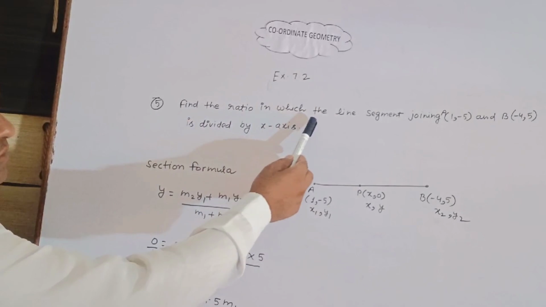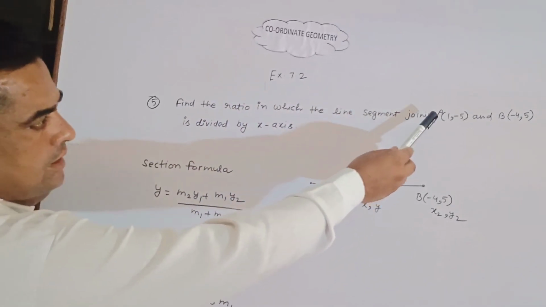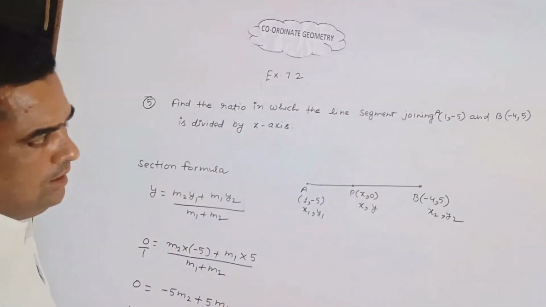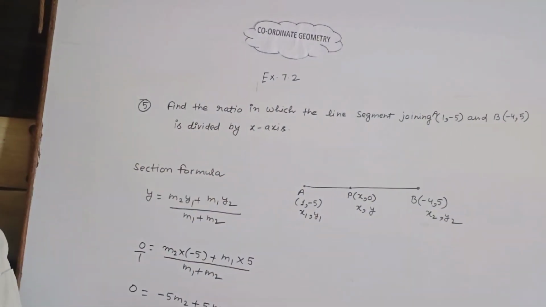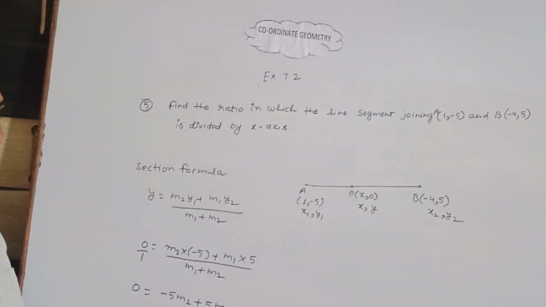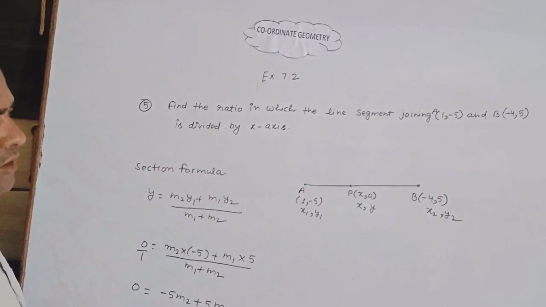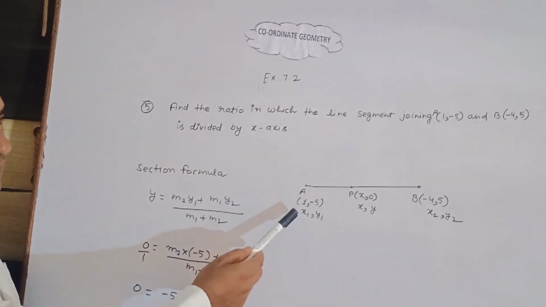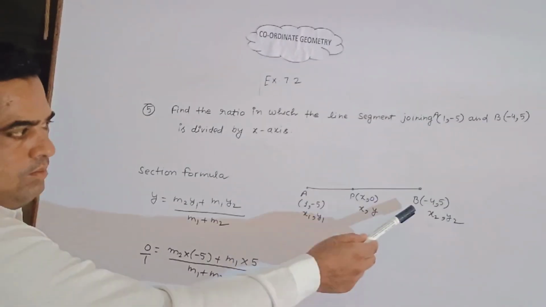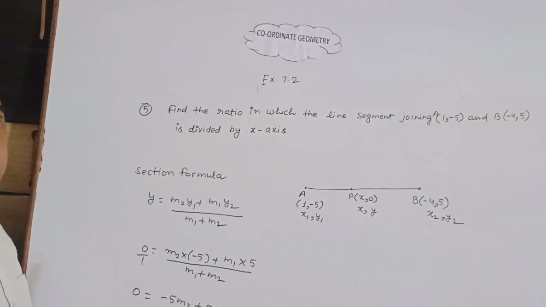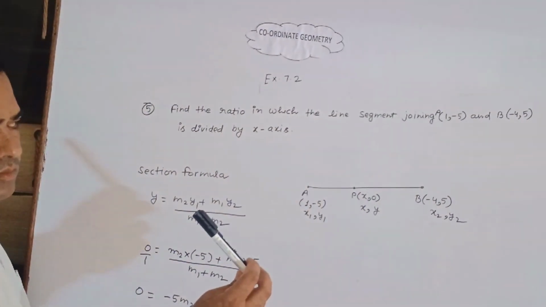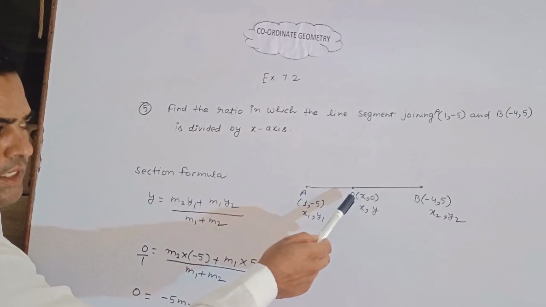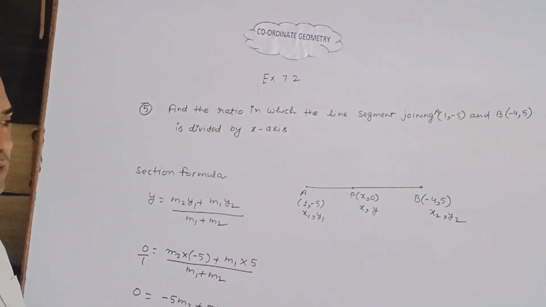Find the ratio in which the line segment joining A(1, -5) and B(-4, 5) is divided by the x-axis. Students, you know very well, a point on the x-axis will be (x, 0). We have 2 points A(1, -5), B(-4, 5), and this point P divides this line segment and the coordinates of P are (x, 0) because this point is situated on the x-axis.